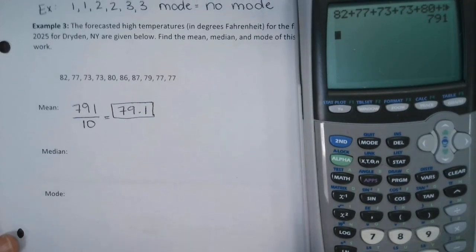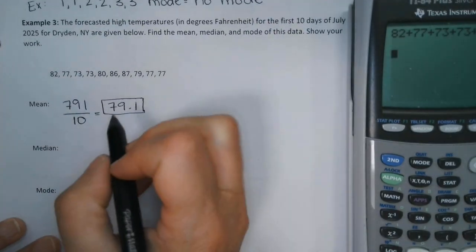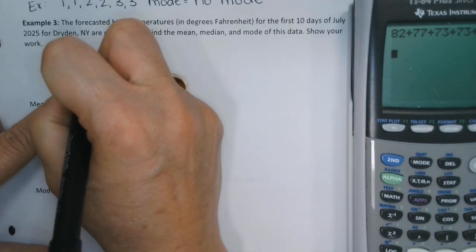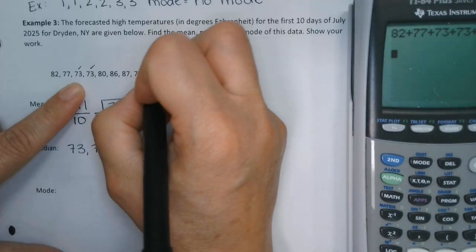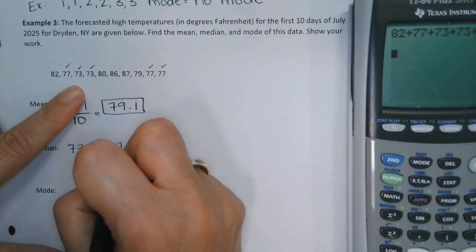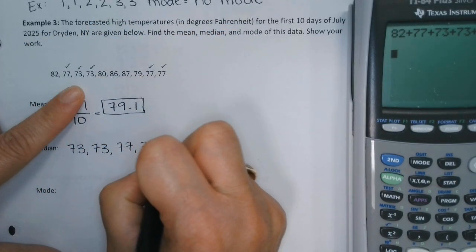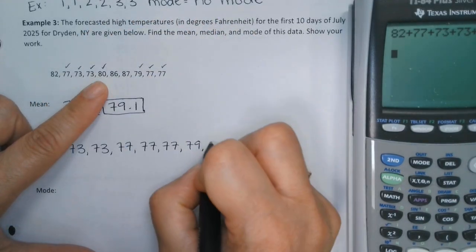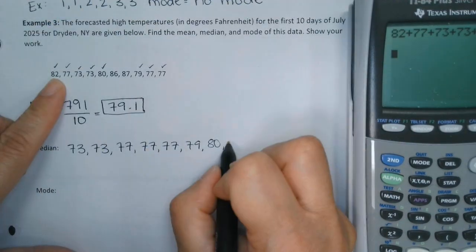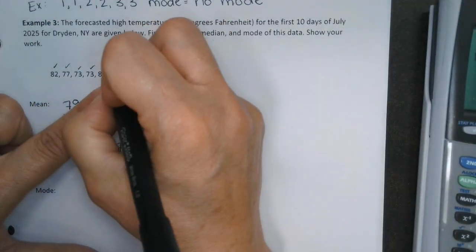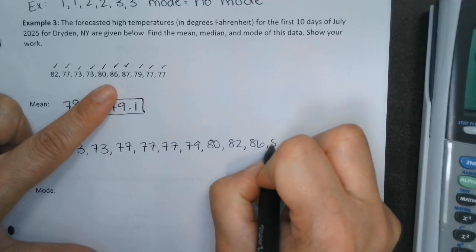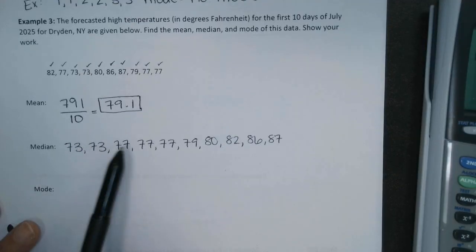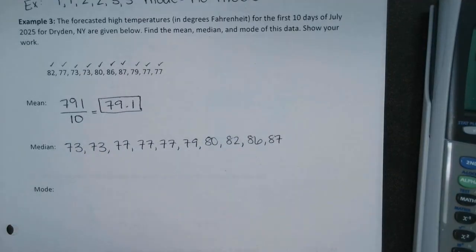The median, I have to put them in order, remember, from smallest to largest. So 73, 73, I'm just going to check them off as I do it. And then we have 3 77s, 79, 80, 82, 86, and 87. Now when I rewrite things for the median, I like to double check that I found them all. I know there were 10 there, so 1, 2, 3, 4, 5, 6, 7, 8, 9, 10. Wanted to make sure I didn't miss any.